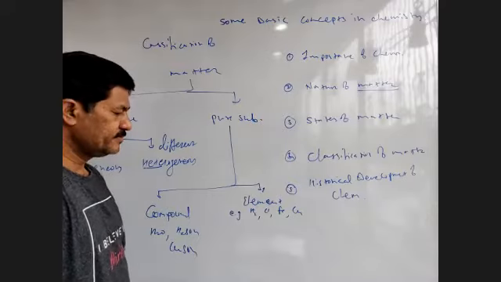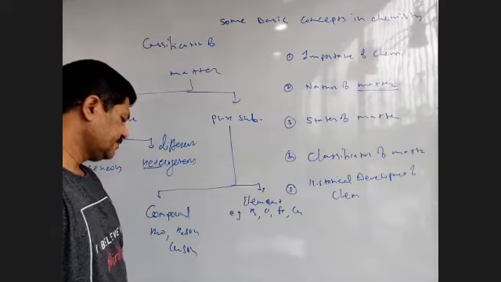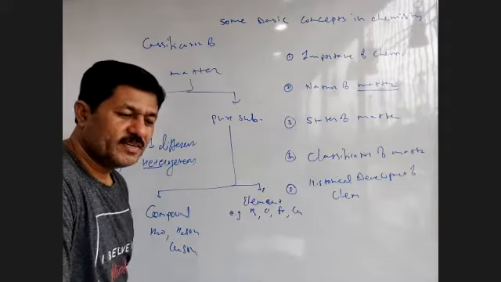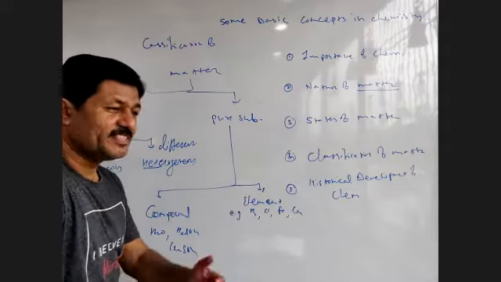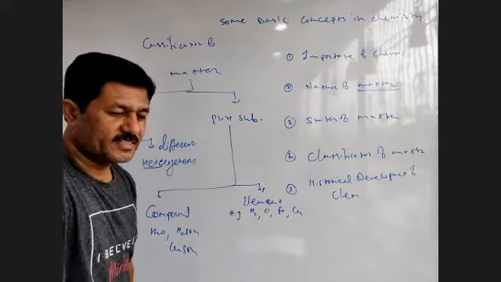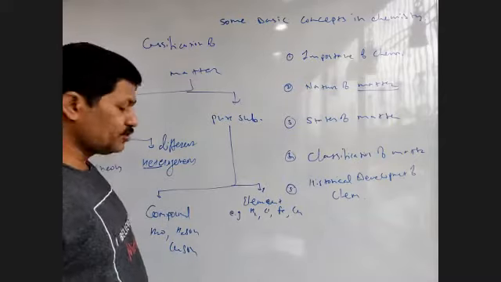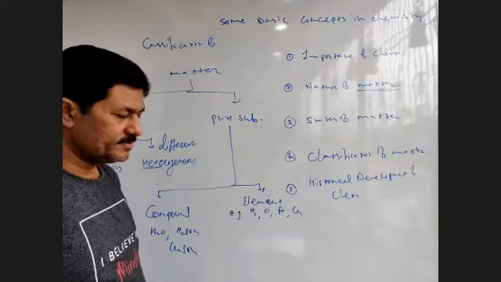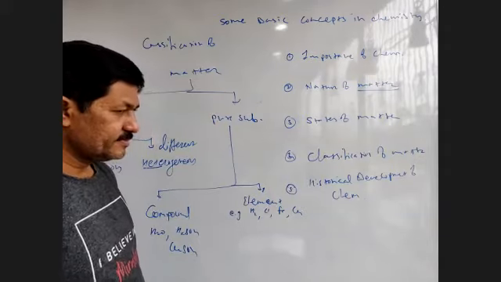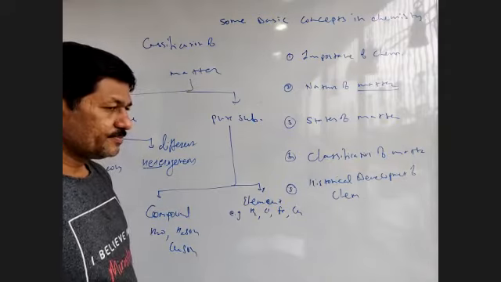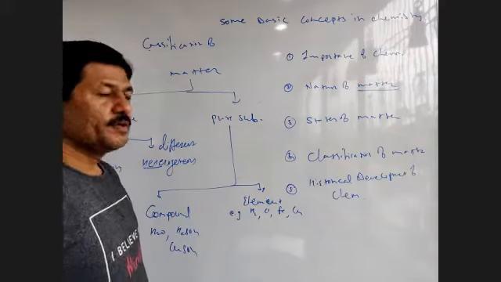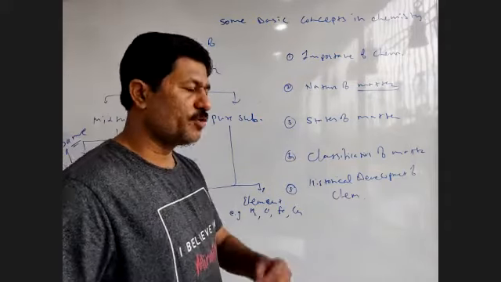Sir, a compound is a mixture of 2 different elements. Only 2? Yeah, 2 or more elements. That's right. Correct. Sir, element is a substance which cannot be decomposed into simpler substances by the ordinary chemical process. Very good. That is also one of the important definitions for the elements.